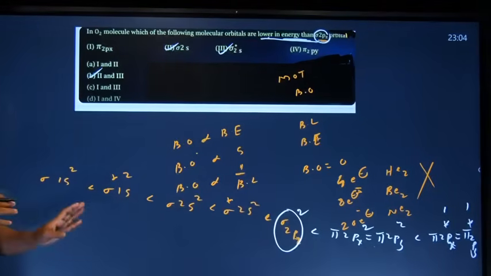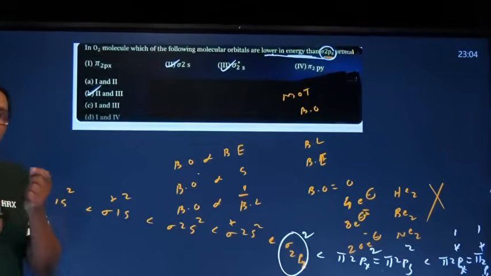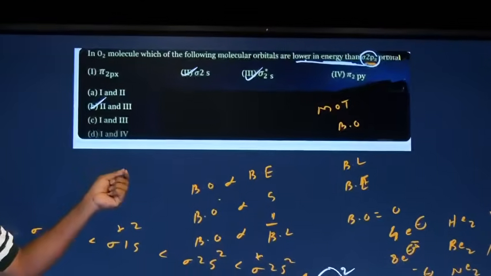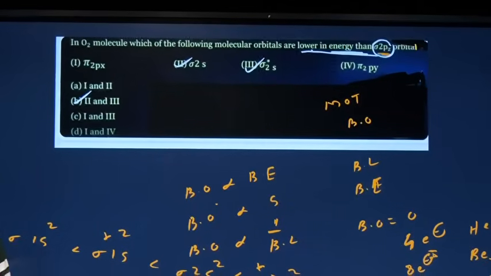So I repeat again, if any molecule has an odd total number of electrons, you can call it paramagnetic, except the O2 molecule. If the total number of electrons is even, you can call it diamagnetic.